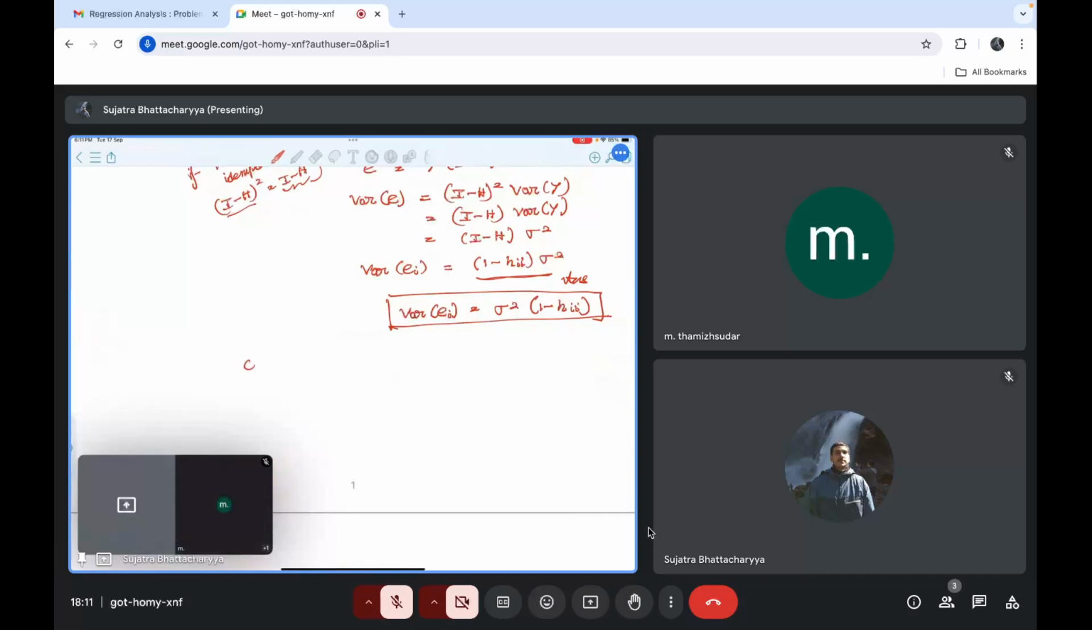In question 2, it has been mentioned that e_i is the ith PRESS residual. Well, what is the definition of the PRESS residual? We have seen in the last class. We have defined it like this: e_(i) is equal to e_i divided by 1 minus h_ii. This we have defined as the PRESS residual, and this e_i is the ordinary residual.